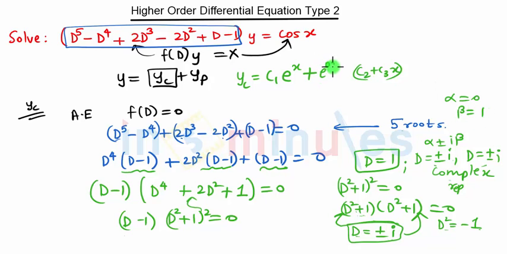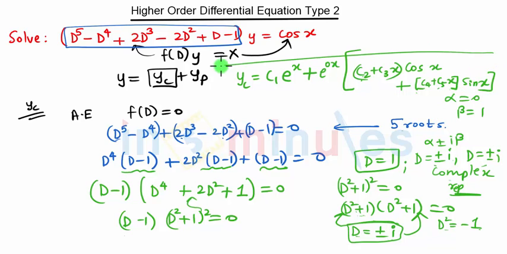So e raised to 0x into the constant. Here we have written c2 plus c3x because the roots are repeated, into cos of beta x, beta is 1, so cos x, plus again the constant. In the constant we will write c4 plus c5x because the roots are repeated twice. Therefore we have two constants, and this will be multiplied by sin x. So this is our complementary part.